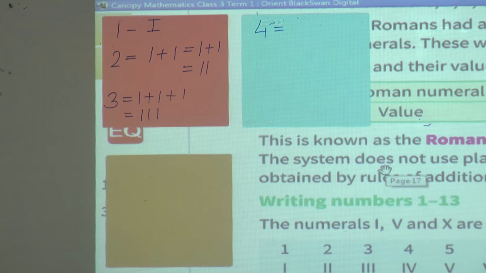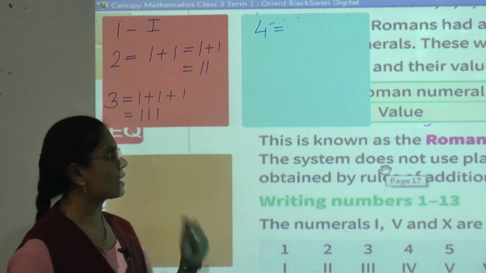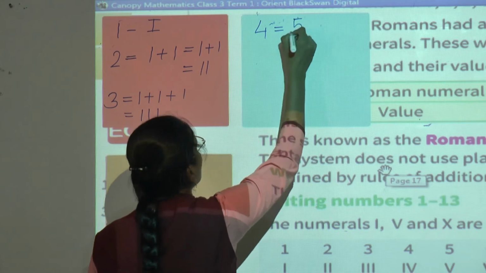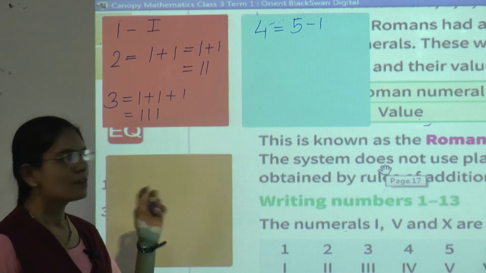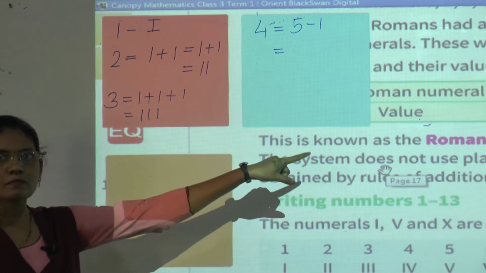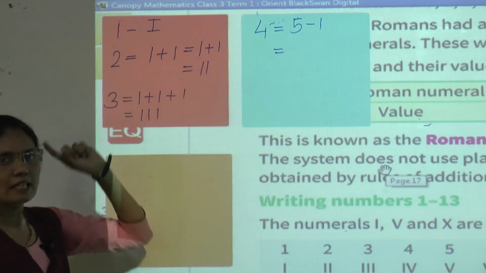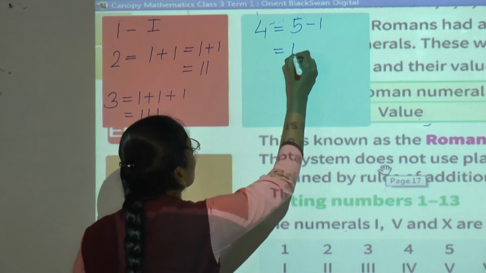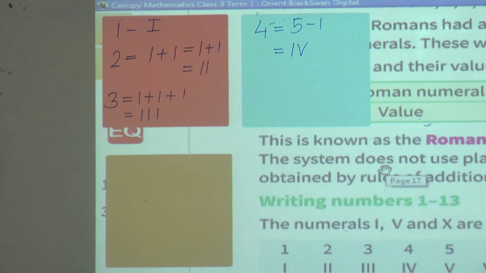Then how will we write 4? How can we show the 4 in the Roman number system? Here we will use the rule of subtraction. 4 means what? 5 minus 1, isn't it? Now you know very well, for 5 which letter they were using? Yes, they were using V, and for 1 they were using I. So 4 means IV, not VI, because there is one more rule which I will show you now.